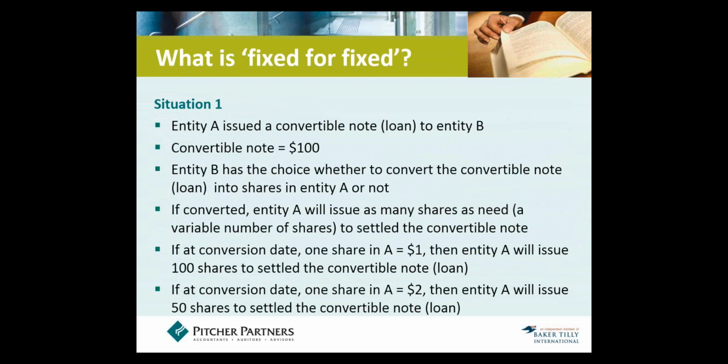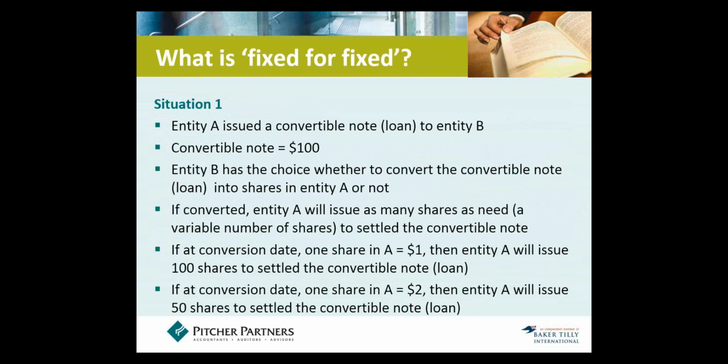So how do we do that? I'm trying to work through the situation and see what that credit is. So let's say the convertible note is a $100 convertible note, and entity B has the choice whether to convert this convertible note into shares in entity A or not. So let's say it's convertible in 5 years' time, and entity B, the note holder, has the option to decide whether they want the cash from entity A or whether they want shares in entity A.